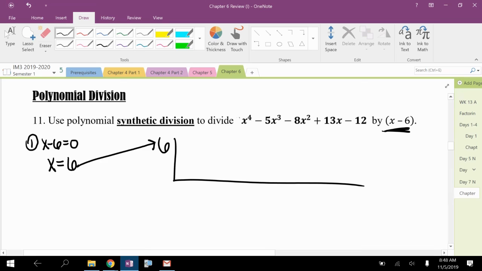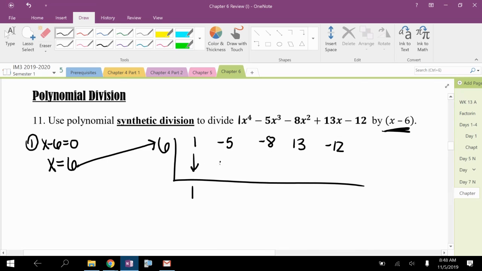Okay, so I'm going to copy this down. What I notice when I walk around, a lot of people forget the 1. Don't forget that guy. So I have 1, -5, -8, 13, -12. Here we go. Remember, the very first thing you do is you drop down the 1. You multiply when you're on the outside. You add when you're on the inside.